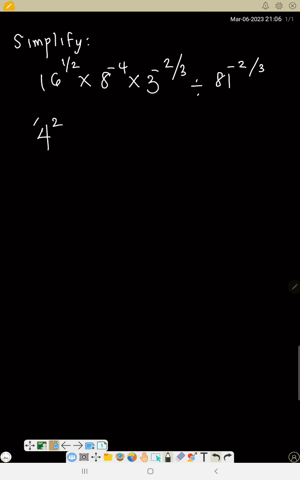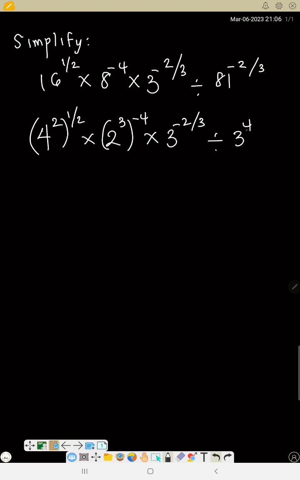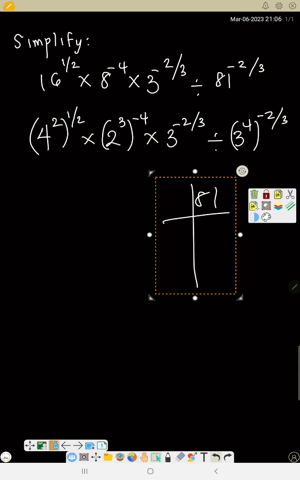So I'll use 4 square, then raised to power half, times 8, we know is 2 raised to power 3, then raised to power minus 4, then times 3 raised to power minus 2 over 3 divided by 81 is 3 raised to power 4 or 9 raised to power 2. Take notes. So 3 raised to power 4 minus 2 over 3. You can use this to know how I got my 3 raised to power 4 based on what I'm explaining.